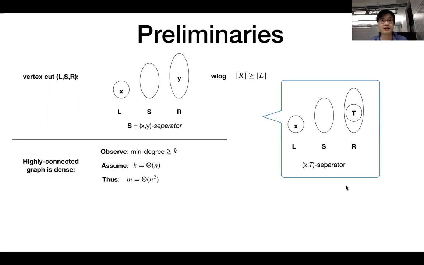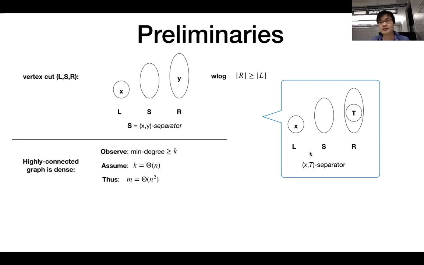Okay, before that, I would like to give a preliminary to state things a little more precisely, so I want to tell you the notation. First, I consider a vertex cut L, S, and R. We call S an XY separator if when I remove S from the graph, it separates X and Y. And we assume without loss of generality that L is smaller than R, because otherwise I can just switch L and R.